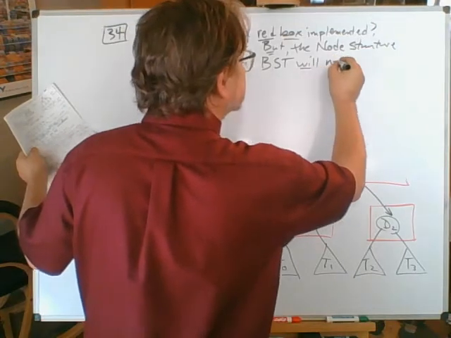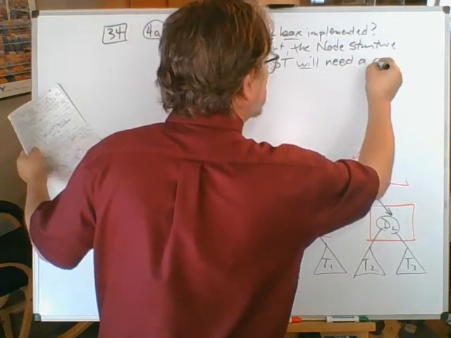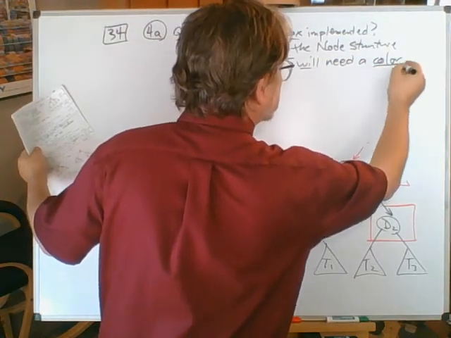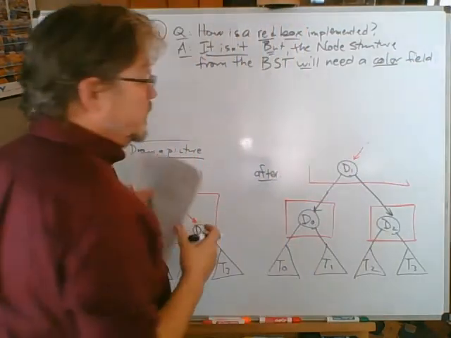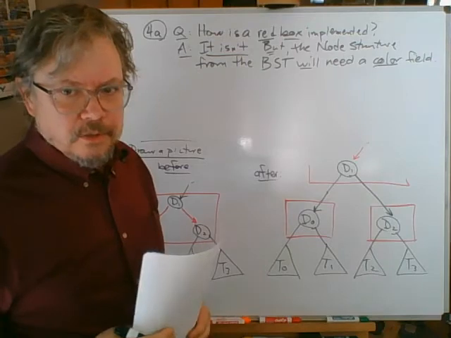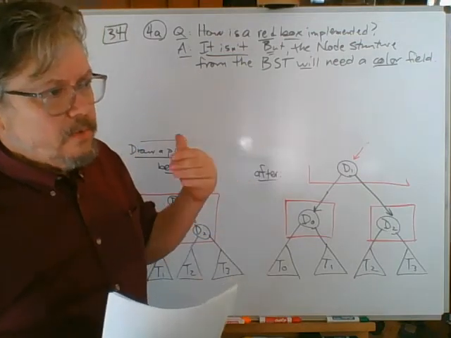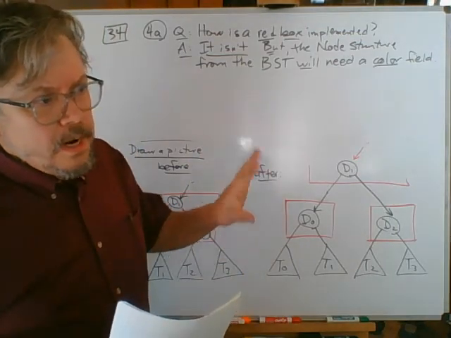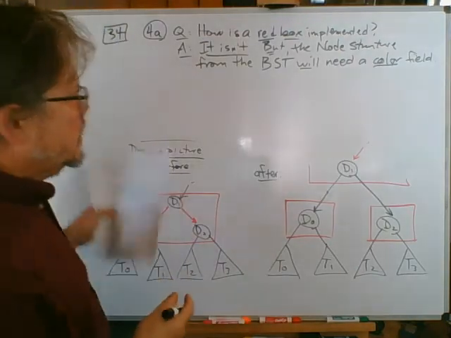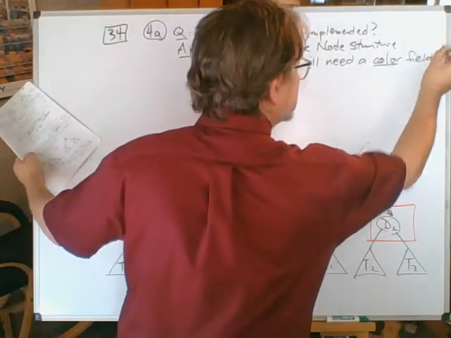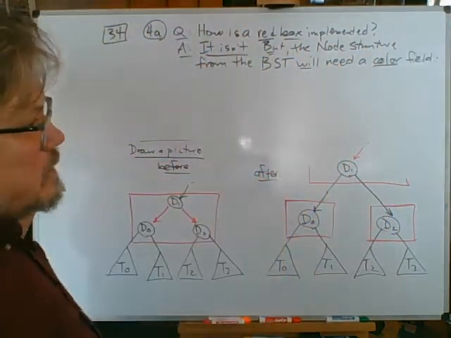We'll need a color field. And to refresh your memory, field just means it's one of the variables inside the structure. So in addition to having a left pointer and a right pointer and a variable to hold the data value, we also need some representation of color. How do we represent color then?